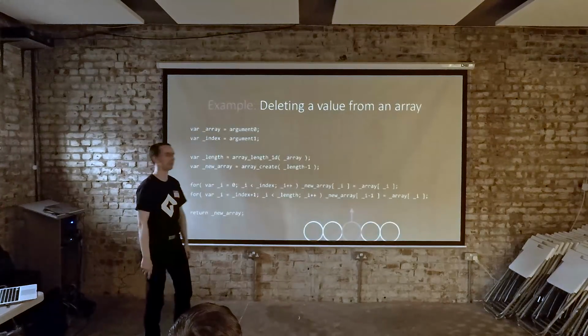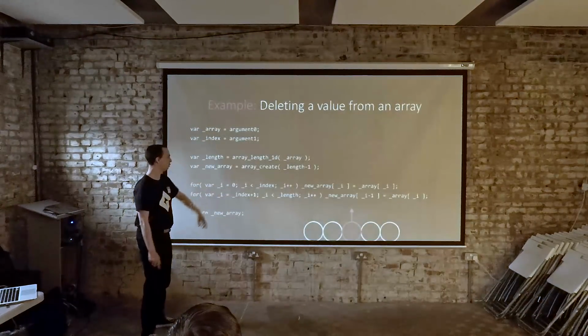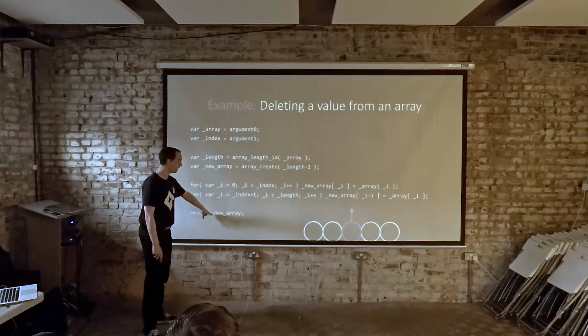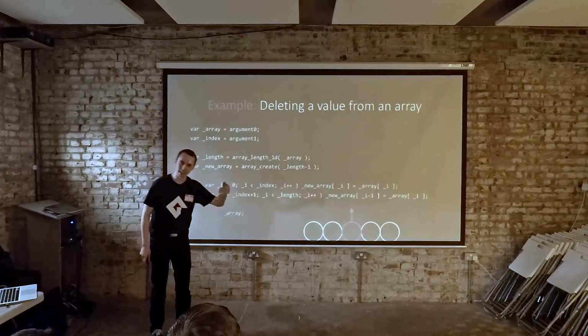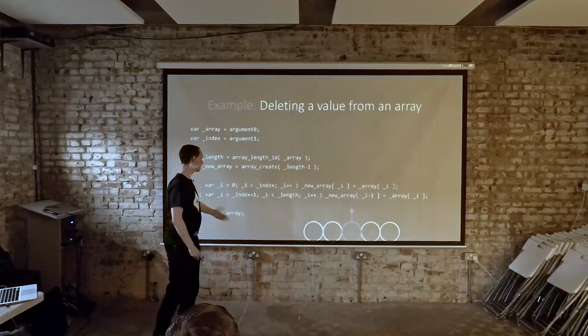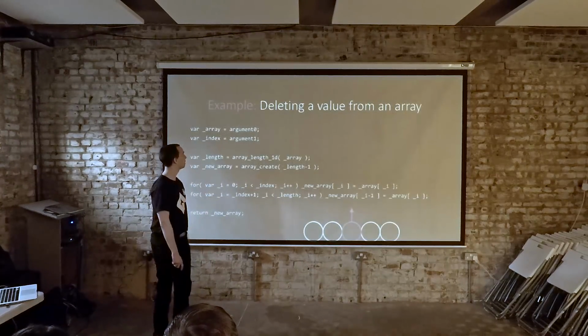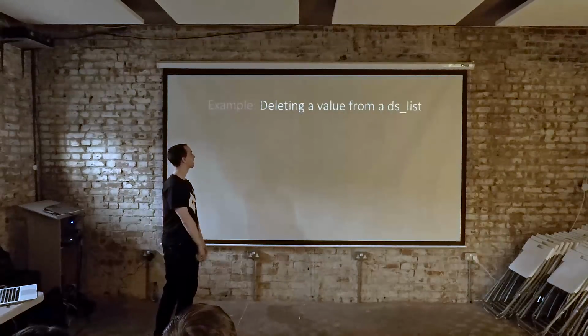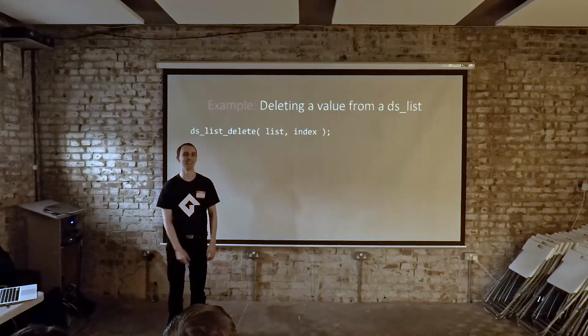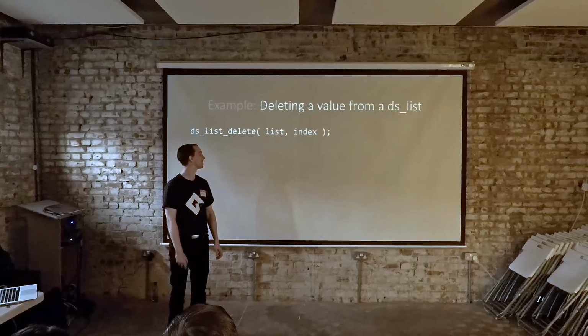Okay, how do you delete a value from an array? You have 2 for loops, and then you can't even change the array in situ, right? You have to return a new array and reassign it, which is really unintuitive and it's awful. And GameMaker's a real pain with arrays. DSList, it's one line of code. This is why we use data structures.